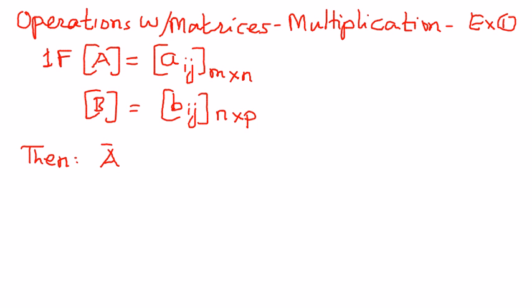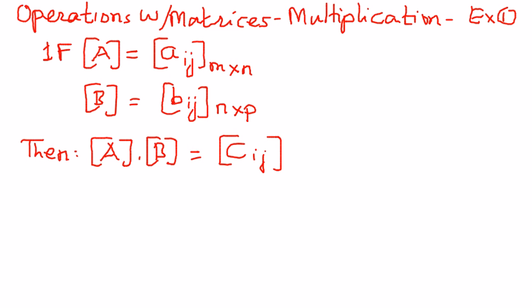We can write it as matrix A times matrix B is equal to Cij. This is going to be another matrix which will result out of that.